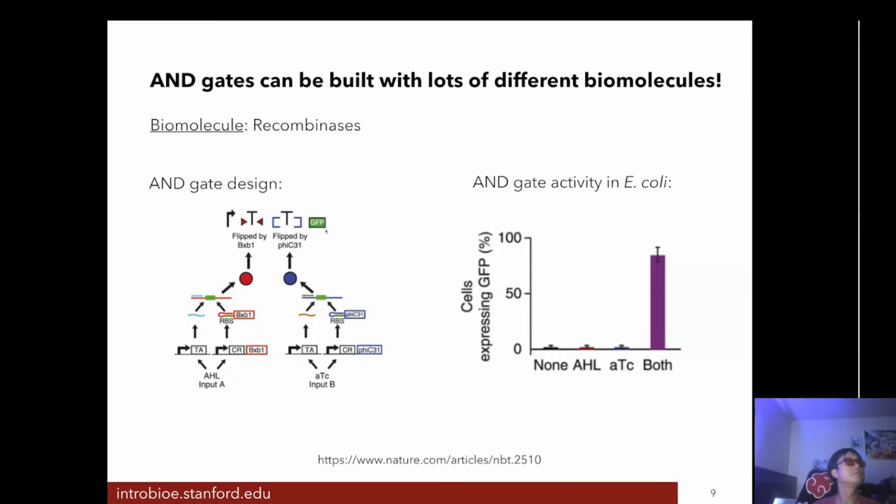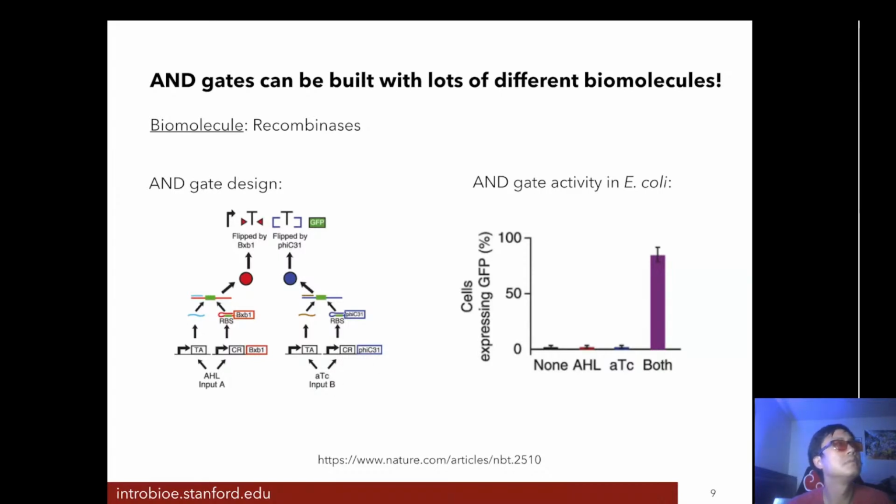or at least it would progress to GFP, except that this design has two terminators in it. The second terminator is flanked by recognition sequences for a different recombinase called PhyC31. PhyC31 expression is initiated by an antibiotic, and this is the same one as before, tetracycline.